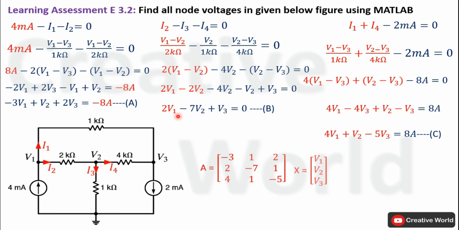Second matrix will be labeled as X and it will include all variables which are required to calculate. These are V1, V2 and V3. And last matrix will be labeled as matrix B and it will include all constants: minus 8 ampere, 0 and 8 ampere. Now we know that in matrix inversion method we place this coefficient matrix on the other hand side of equal by taking its inverse and multiply it with constant matrix B. Now we will move towards MATLAB. We'll define these matrix and find these 3 node voltages.